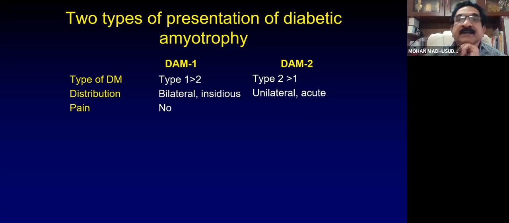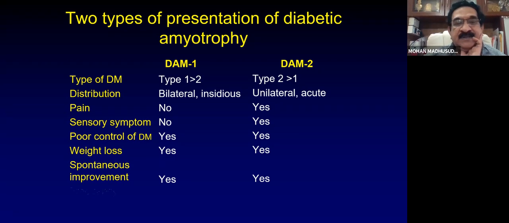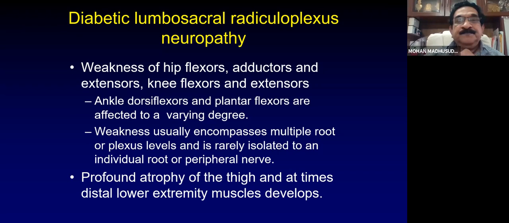There is no pain in DAM1. Pain is present in the classical, garden variety, which is DAM2. Sensory symptoms are not present in the first and may be present in the second. Those things are not very important. So just to clarify the point, diabetic amyotrophy can be bilateral, can be without pain, can be insidious and progressive. But after some time, both of them will improve.